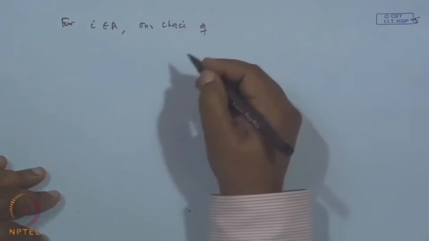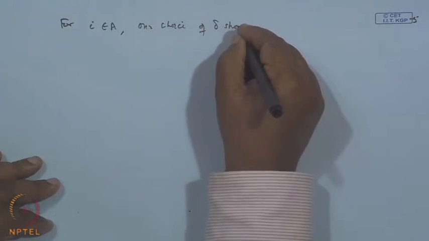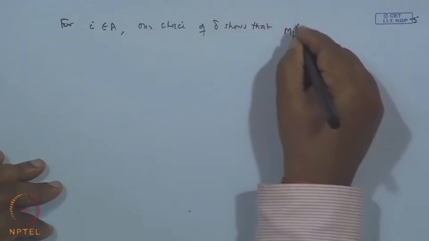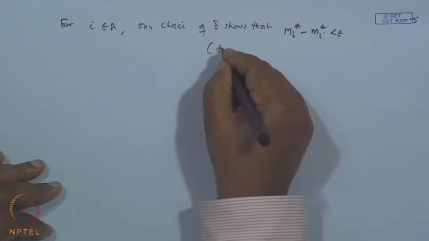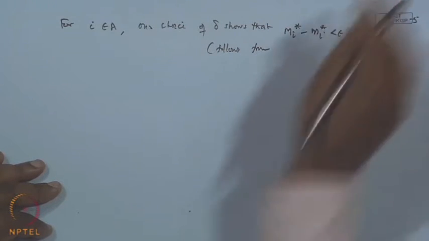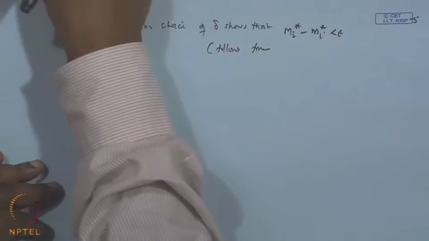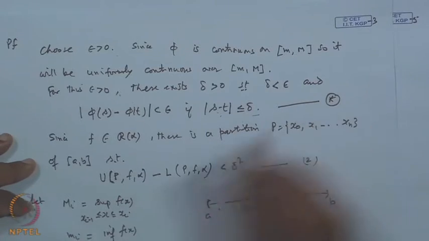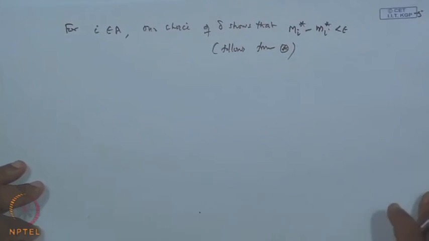So our choice of delta shows that M_i star minus small m_i star is less than epsilon, and this follows from this equation, the relation star. Okay, so it follows from the relation star.